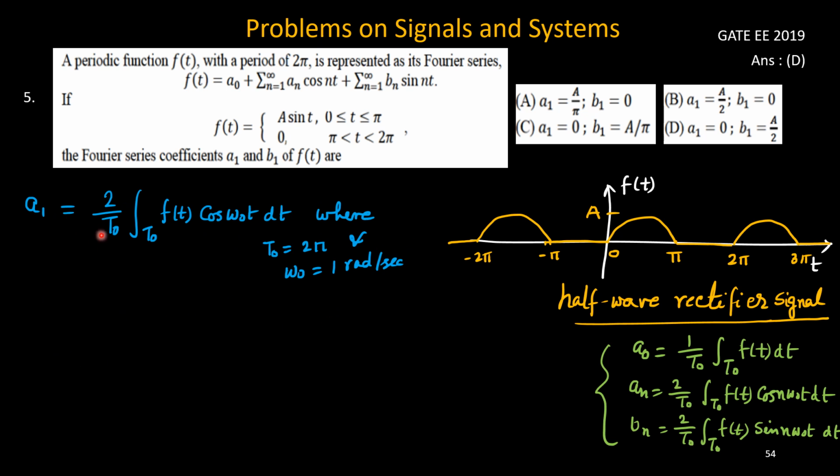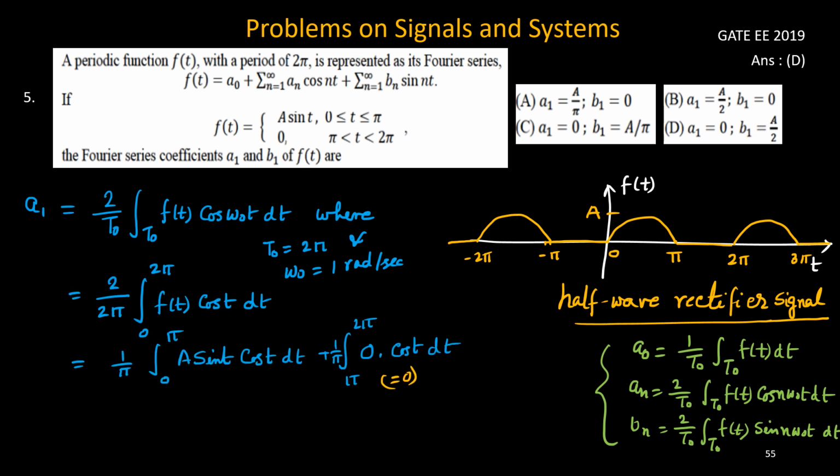So what is a1? a1 is 2 upon T0 times the integral of f of t, with n equal to 1, cos omega naught t dt, where omega naught is 1 radian per second and T0 is 2 pi. So f of t I replace with a sin t for the range 0 to 2 pi. Here it is given in two ranges, so I'll consider two ranges, 0 to pi and pi to 2 pi. For 0 to pi, f of t is a sin t, and for pi to 2 pi it is 0. So the second part will become 0, and only this range will be considered.